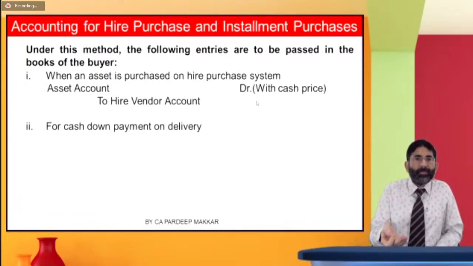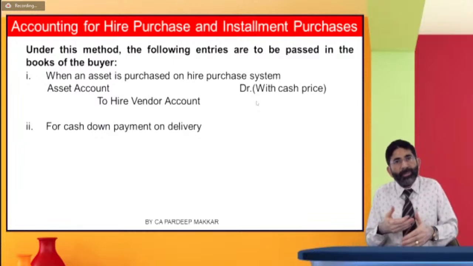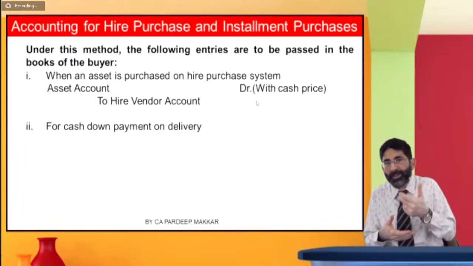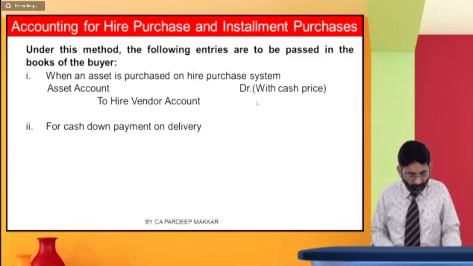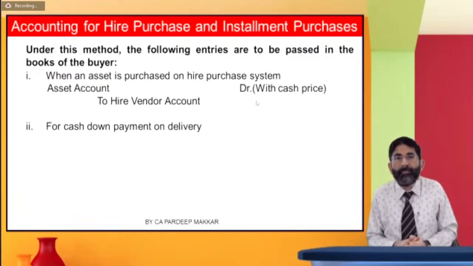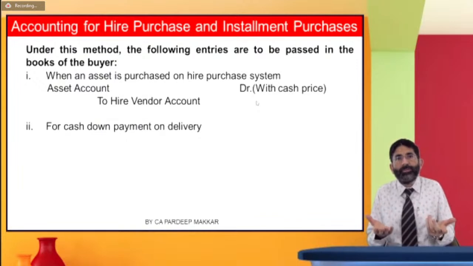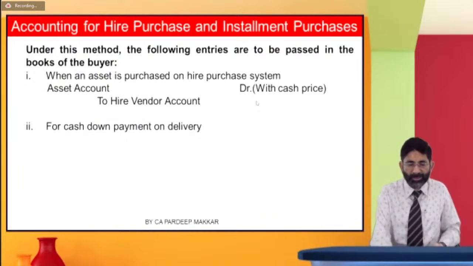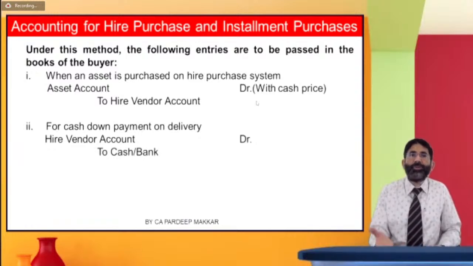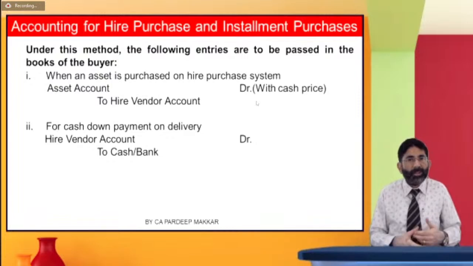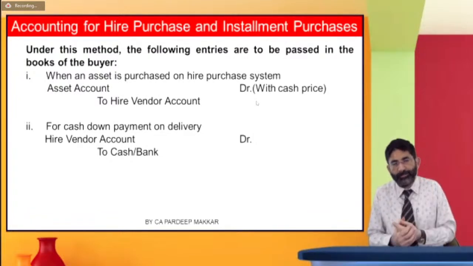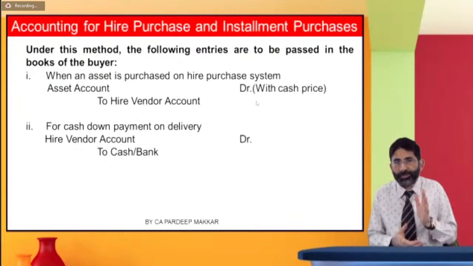Immediately, we have to make some down payment. If we are making payment to our creditor, what will be the entry? What will be the entry, beta? Creditor account debit to bank or cash. So that entry will be passed. Creditor means hire vendor. Hire vendor account debit to cash or bank. In the given case, it will be rupees 2 lakhs. B account debit to bank or to cash with rupees 2 lakhs.